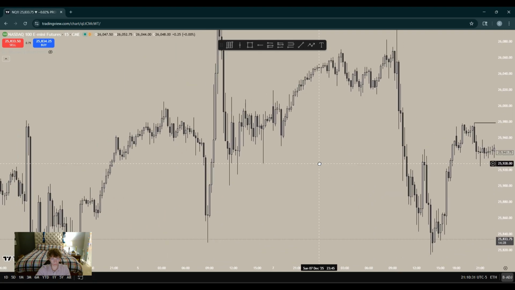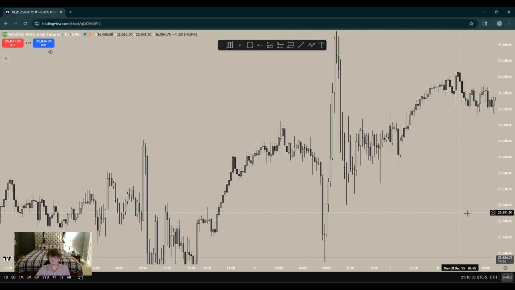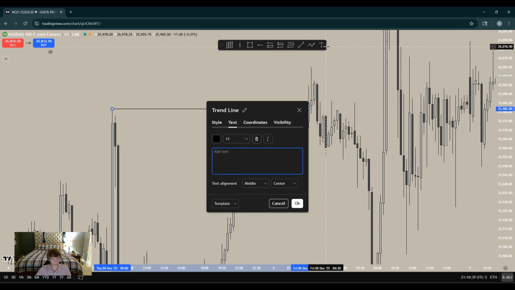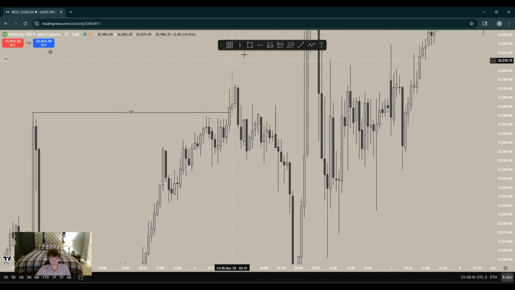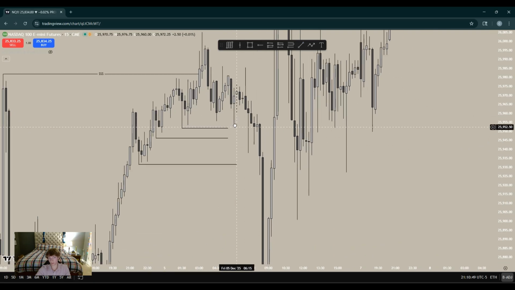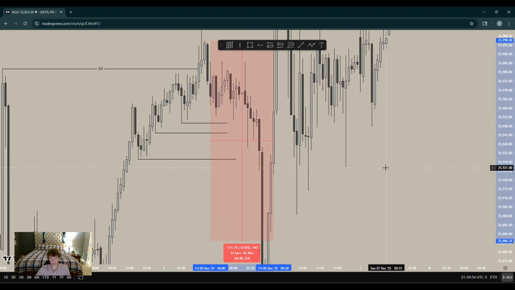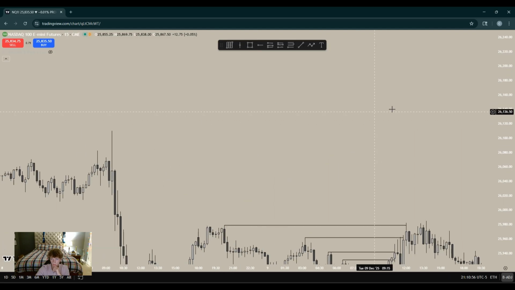Let's check for a bearish example right here. Boom, high, push past, liquidity sweep. Where do we target? Opposing liquidity, here, here, and here. Market maker sell model, previous uptrend, now a downtrend, just like that.